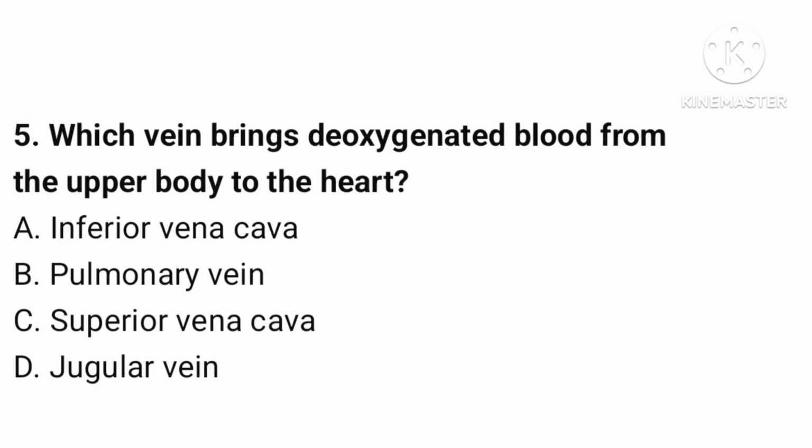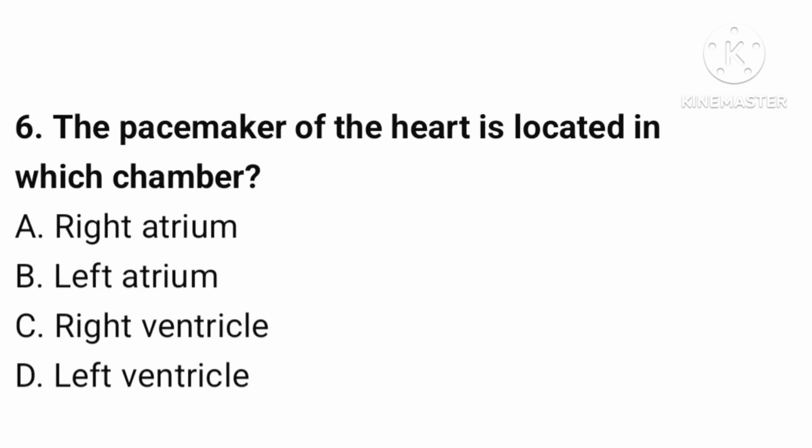Which vein brings deoxygenated blood from the upper body to the heart? Correct option is C. Superior vena cava. The pacemaker of the heart is located in which chamber? Correct option is A. Right atrium.